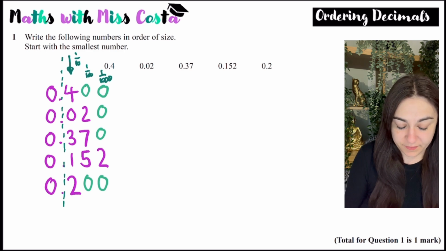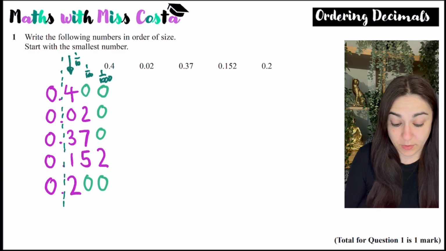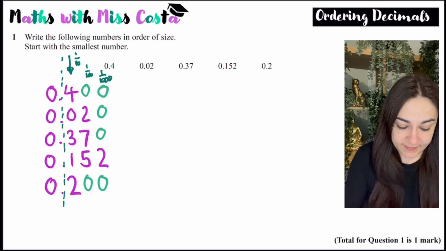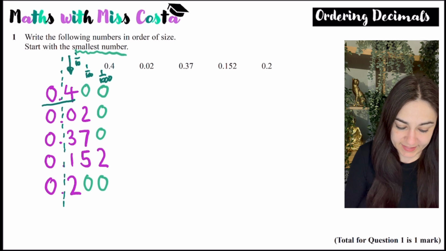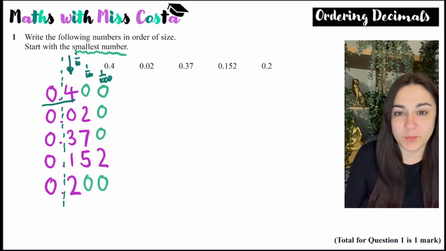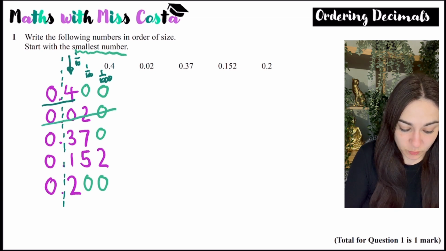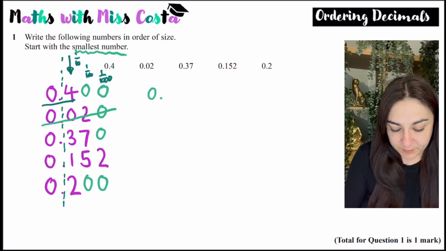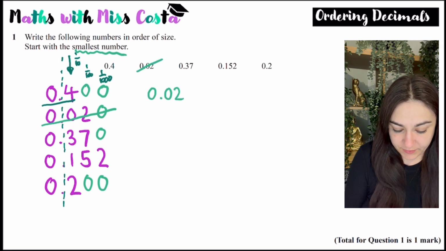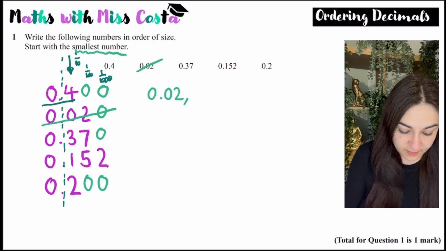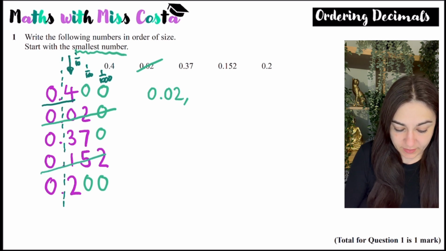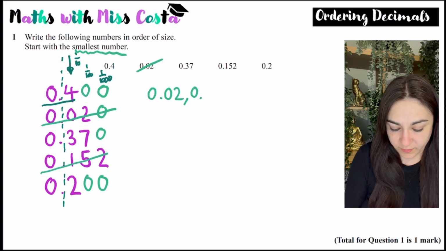So we look at the first decimal after the decimal point, and in this case it's the tenths column, so 4 is the largest value. They've actually asked us to put them in order starting with the smallest number, so let's do what they've asked. So starting with the smallest number, 0 is the smallest number in this column, so I'm going to write 0.02. Then the next smallest digit would be 1, so 0.152.